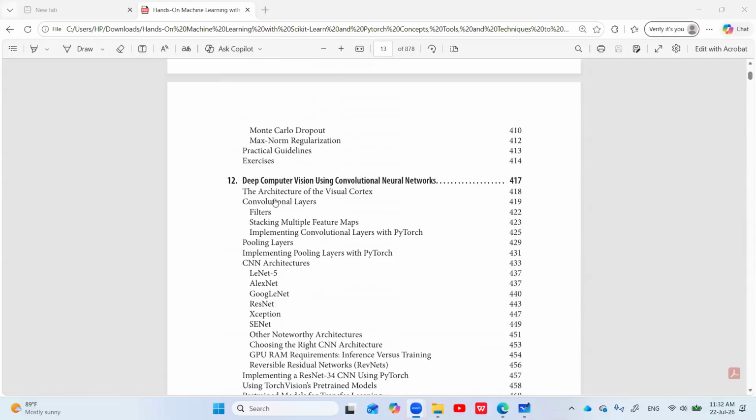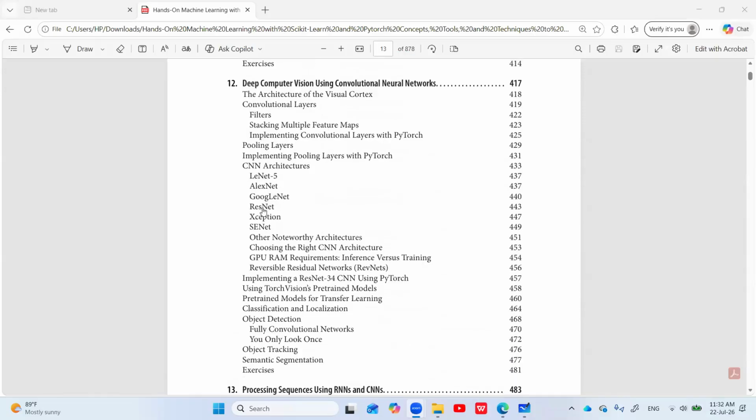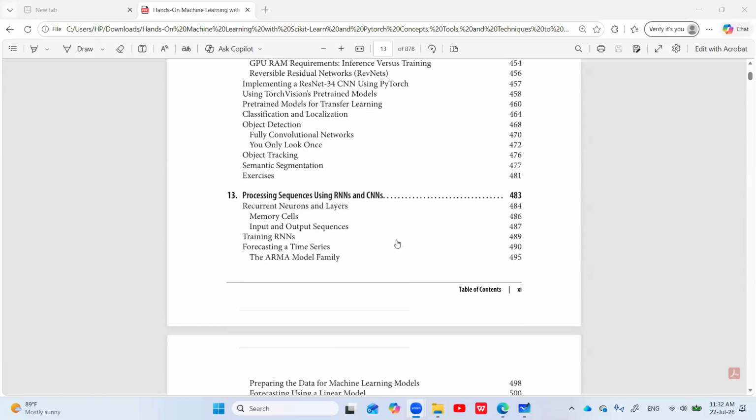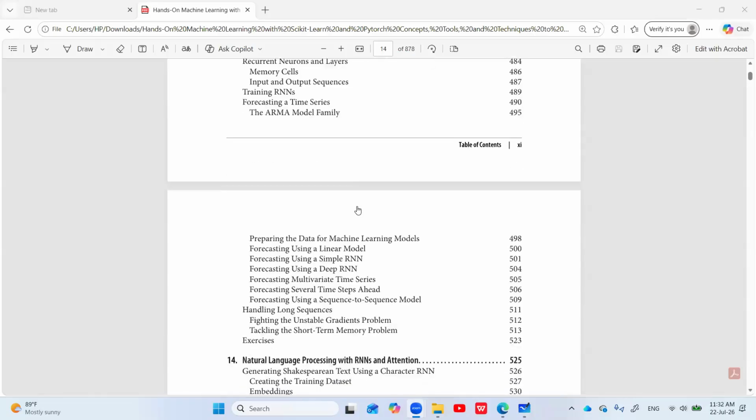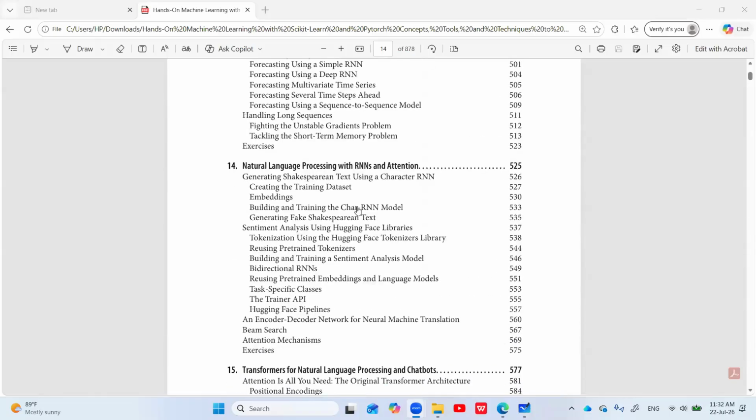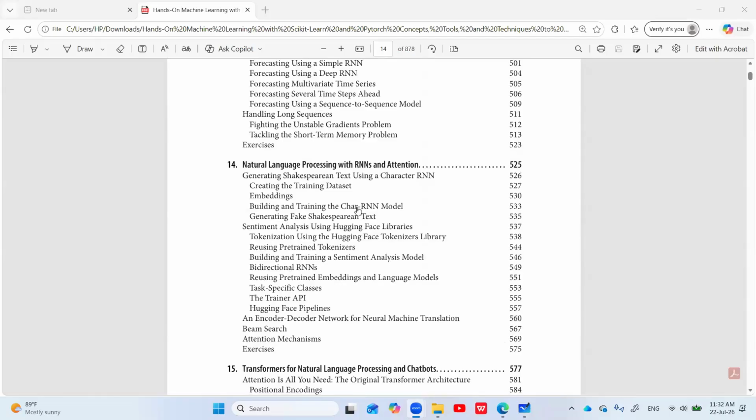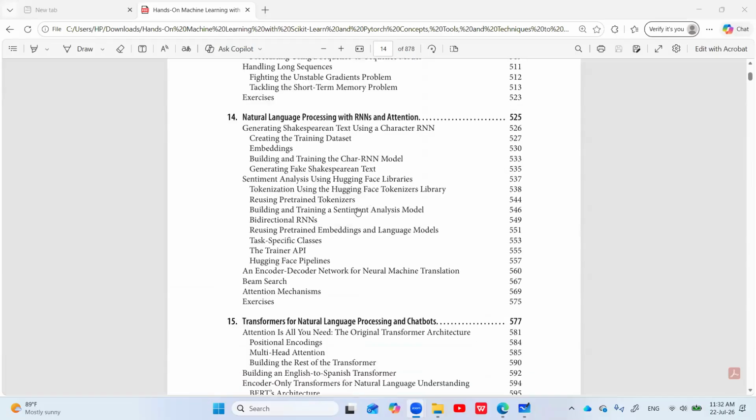Number 12 is deep computer vision using convolutional neural networks, and we will learn the main theory and the associated hands-on experience related to computer vision here. In the next chapter we will learn about RNNs and CNNs. And next, natural language processing with RNNs and the attention mechanism we will learn.